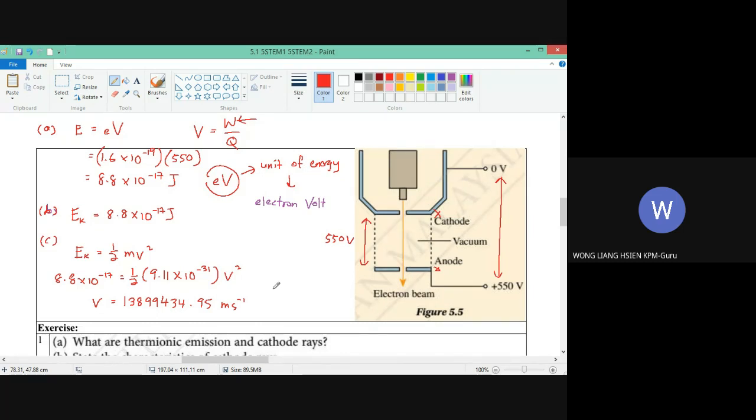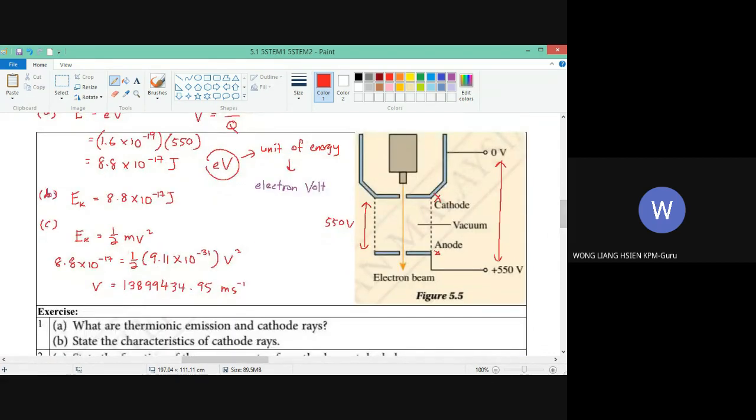1.38994.95 meter per second. All right, so this is the maximum velocity of the electron. As you can see, the velocity is extremely high. Okay, the electron is moving at a very, very high velocity. Okay, so until here, then we finished the topic in 5.1 about electron. Okay, so anybody have any question, any problem here?